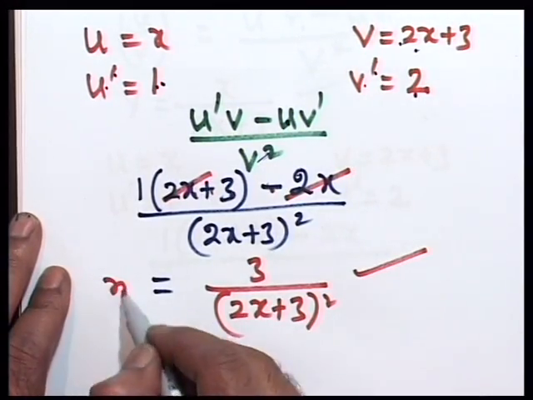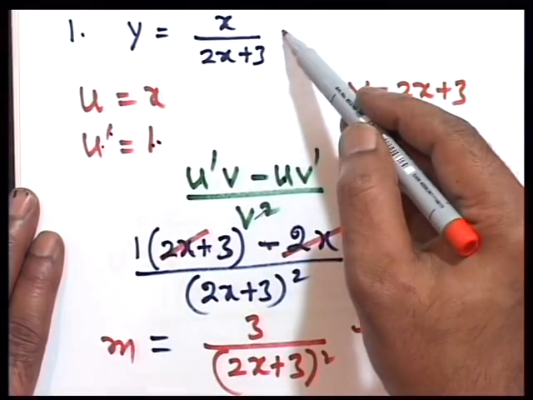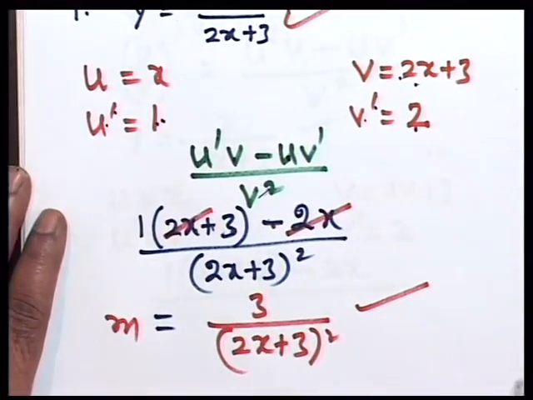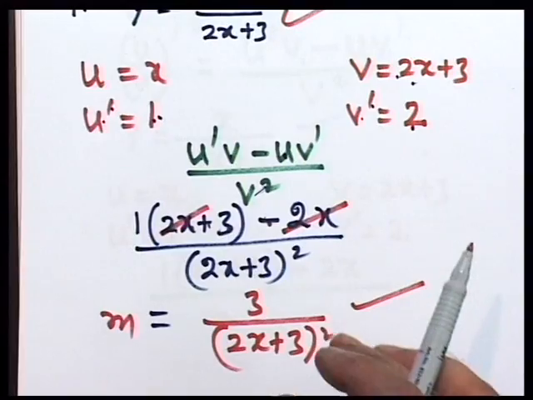That's the gradient of the given curve. That is the curve and that's the gradient. So it's more or less the same method. It's only that we have it divided by v square. Just be careful.